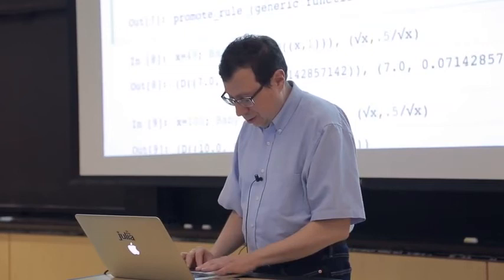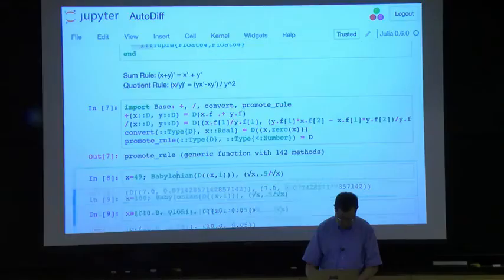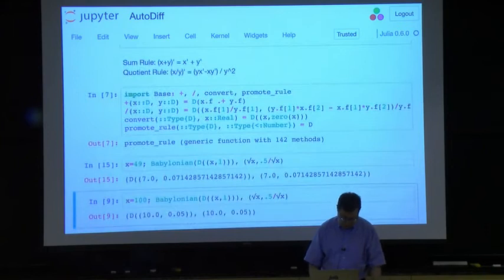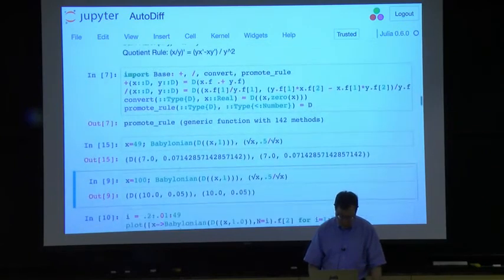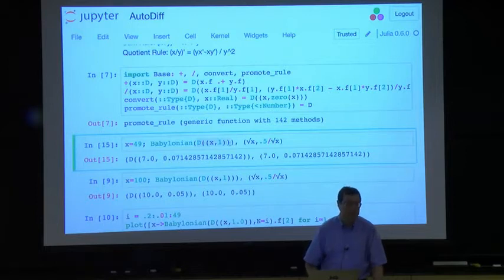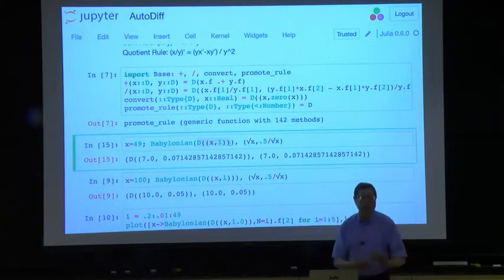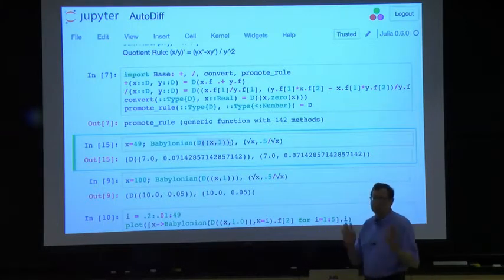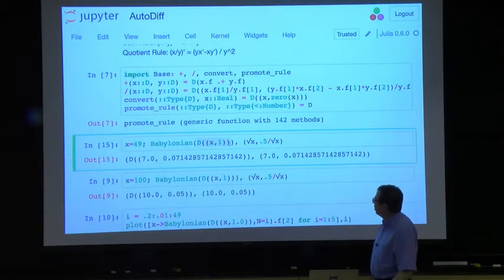The quotient rule and the addition rule, but no numerical finite differences at all here. Okay, so first of all, let me show you that I'm applying the Babylonian algorithm without rewriting code to a dual number now. Before, we applied it to numbers, but now I'm going to apply it to this dual number that I just invented. I'm going to apply it at 49.1 because I know the answer.